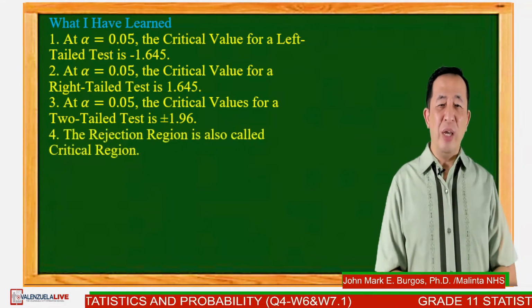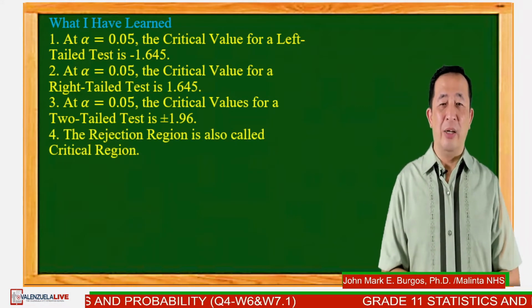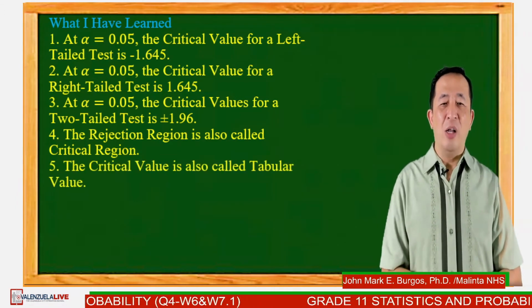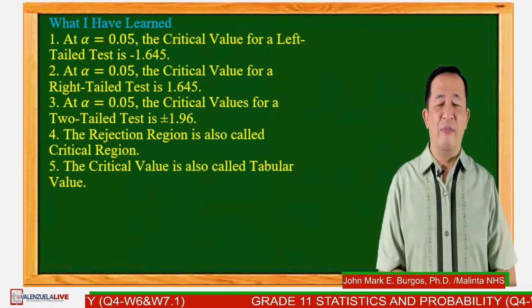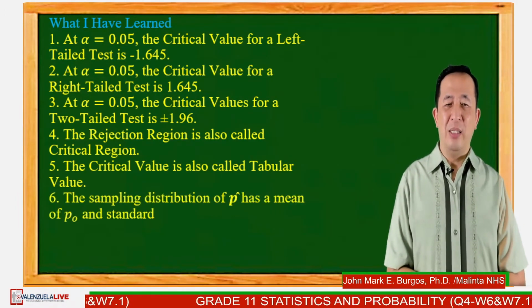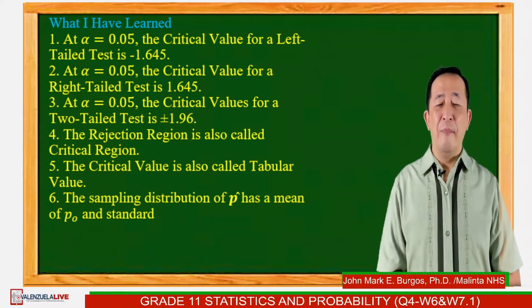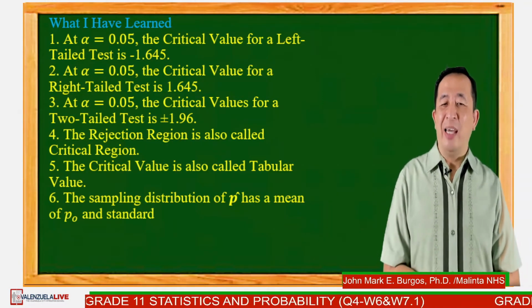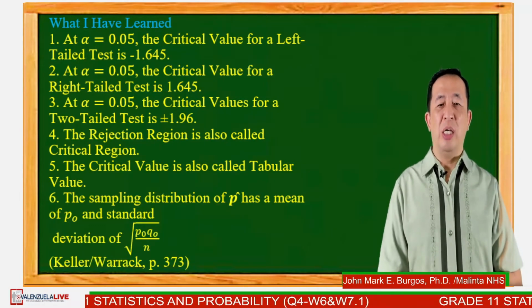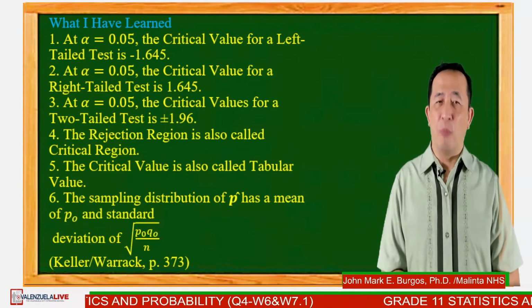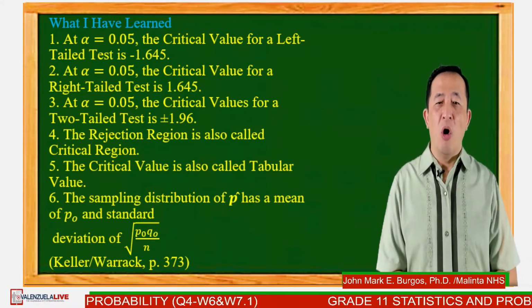The rejection region is also called the critical region. The critical value is also called the tabular value, and the sampling distribution of p-hat has a mean of p sub o and a standard deviation equal to the square root of p sub o times q sub o over n.